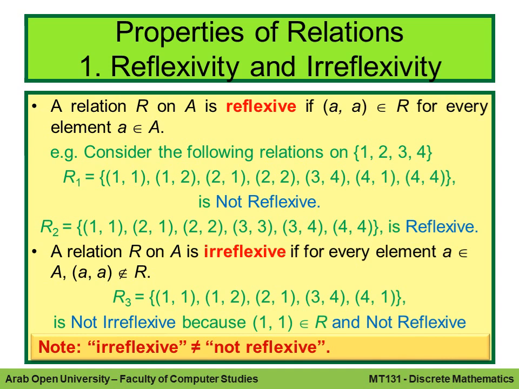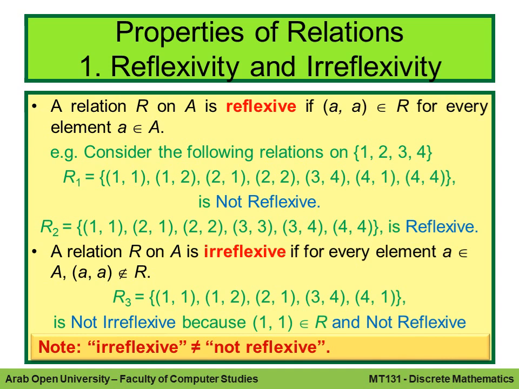Here is an example. The set A has the numbers 1, 2, 3, 4. Here is a relation. This relation is not reflexive because it does not include the ordered pair (3, 3). That is, (1, 1) is there, (2, 2) is there, but (3, 3) is not in the relation, so the relation is not reflexive. For the same set, if you look at R2 here you find (1, 1), (2, 2), (3, 3), and (4, 4). Every element is related to itself, so it is reflexive.